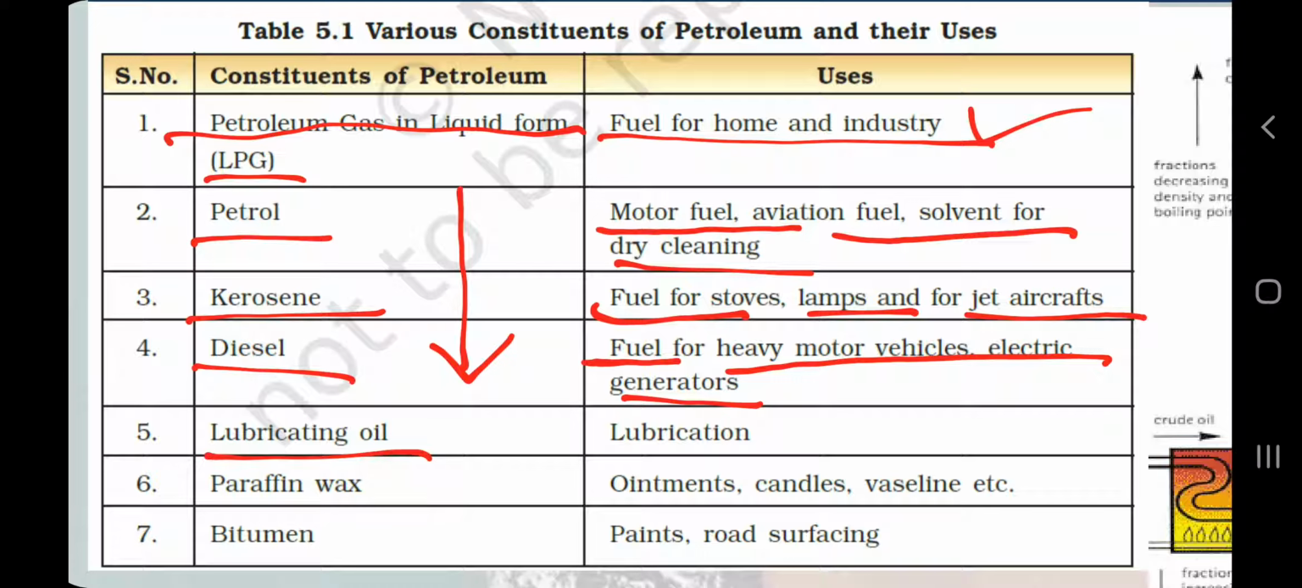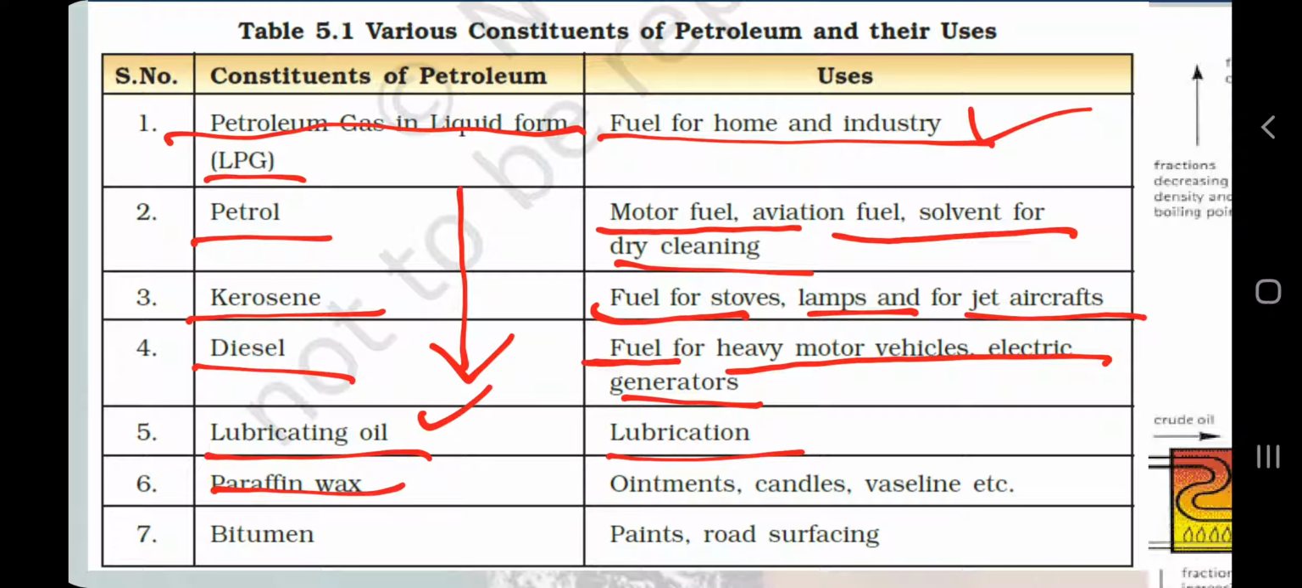Lubricating oil, again this oil we get from extraction of petroleum. Lubrication, what do you mean by lubrication? When it comes to machinery, you will learn more in upcoming chapters about friction. Friction is a force which is responsible for wearing and tearing of things on machinery. So lubrication lessens the amount of friction, and hence it helps us to save our machinery. So lubricating oil is used for that.